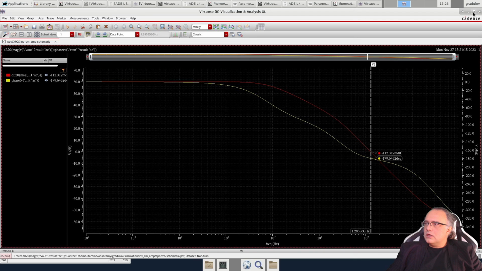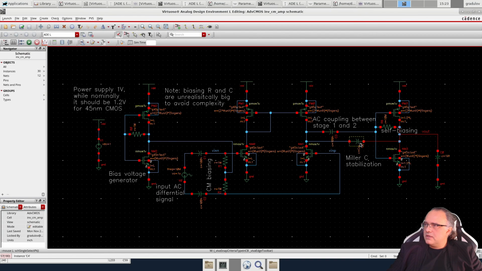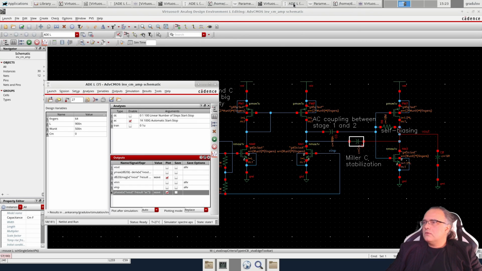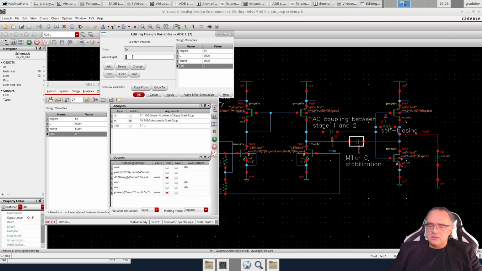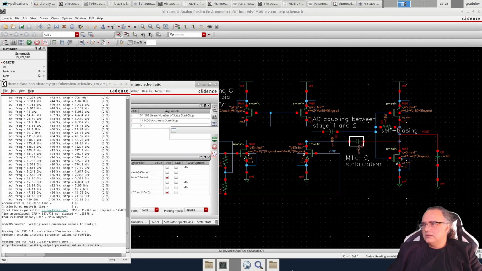So to compensate this, we'll have to sacrifice some of the bandwidth, and we can do this through the Miller compensation. What the Miller compensation will do is bring the 3 dB frequency, through the pole associated with this node, to lower frequency, and it will bring a second pole associated with the output node to higher frequencies. So let's try some values, like say 150 femto for the Miller capacitor, and then I can run the simulation.